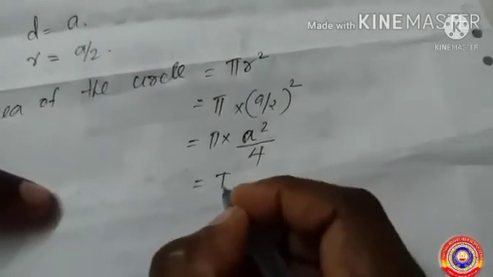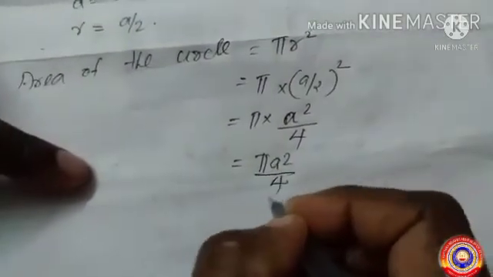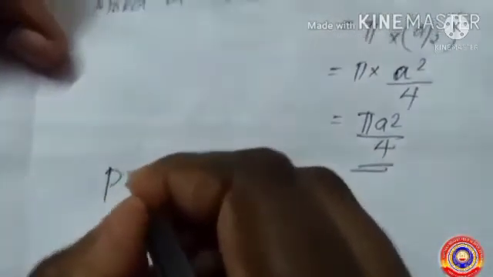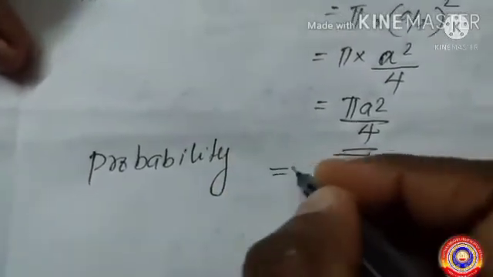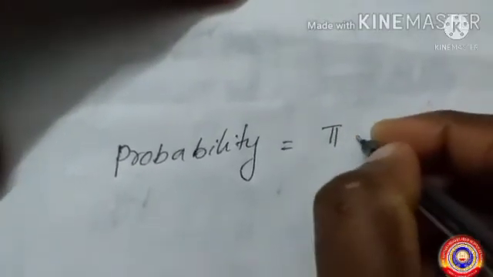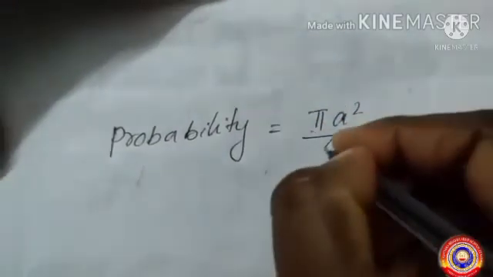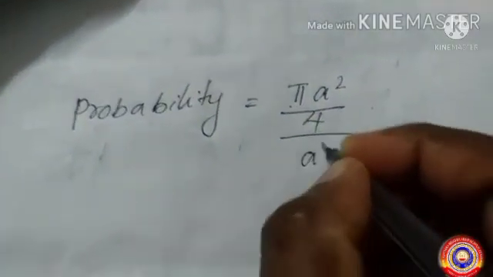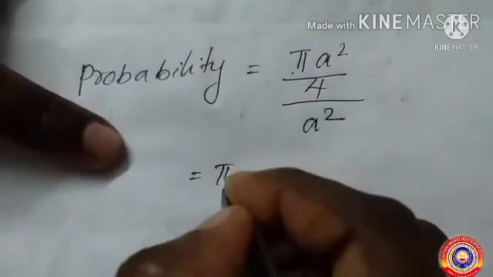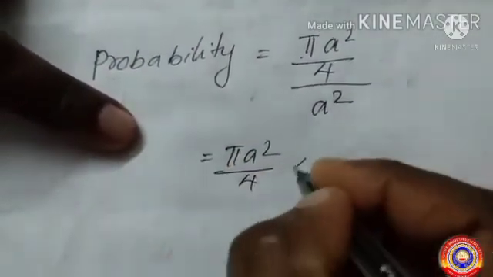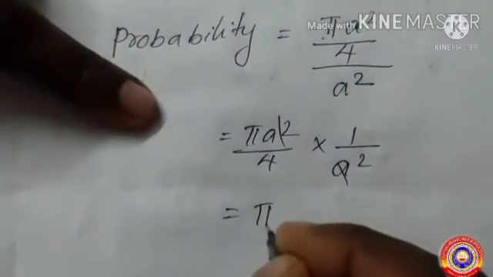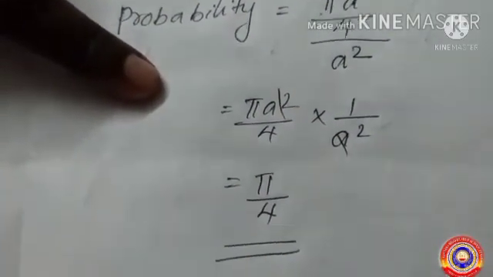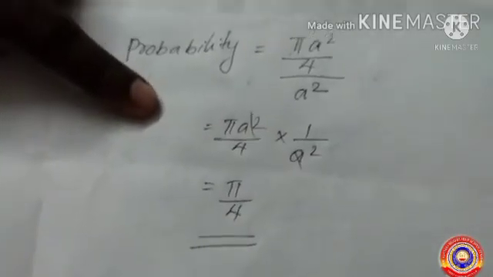So here we get the area of the shaded portion and the area of the square. Next we have to find the probability. Probability equal to pi A square by 4, that means the area of shaded portion divided by total area. Pi A square by 4 into 1 by A square, reciprocal of the denominator. A square and A square cancel. Then we get pi by 4.